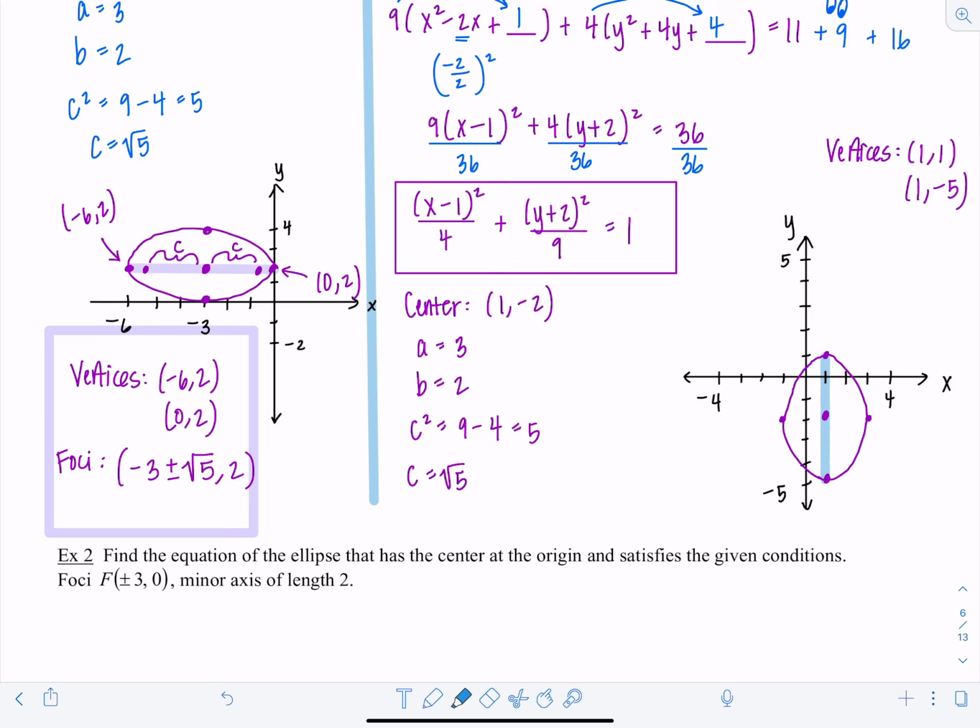And then where are the foci? Remember, they lie on the major axis. Rad 5 is just a smidge more than 2. So you're going to go 2 and a wee bit more, 2 and a wee bit more up and down from the center. So how would you figure out the coordinates of the foci? You would say take the center and you're going to change the y coordinate, right? Because it's moving up and down from there. Major axis is parallel to the y-axis. So you're going to take 1, leave it alone, and then -2 plus or minus whatever c is, which is rad 5 in this case. So there's your foci.